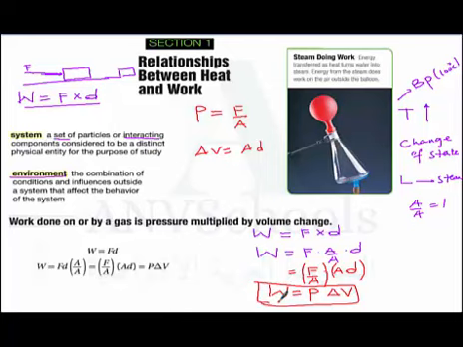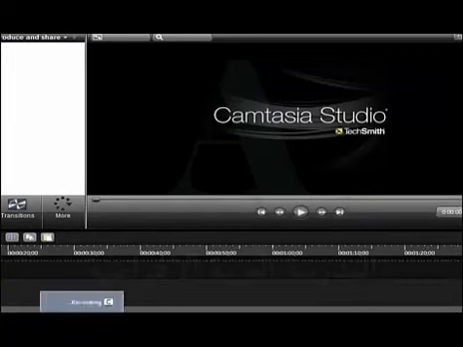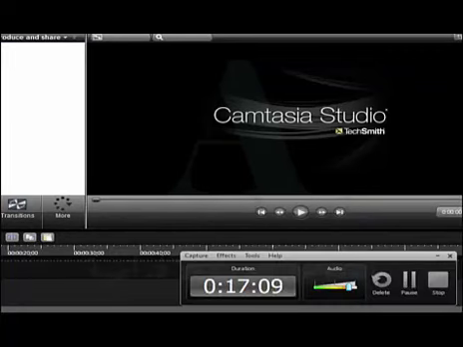So the work done on the gas, or the work done by the gas, is given by the total amount of pressure multiplied by the volume change. Here pressure can be considered as constant, so it's only the volume that changes. So the total work done on or by the gas is given by the product of pressure and volume change. And you know that the unit of work done is the joule. So that's how we find work done.